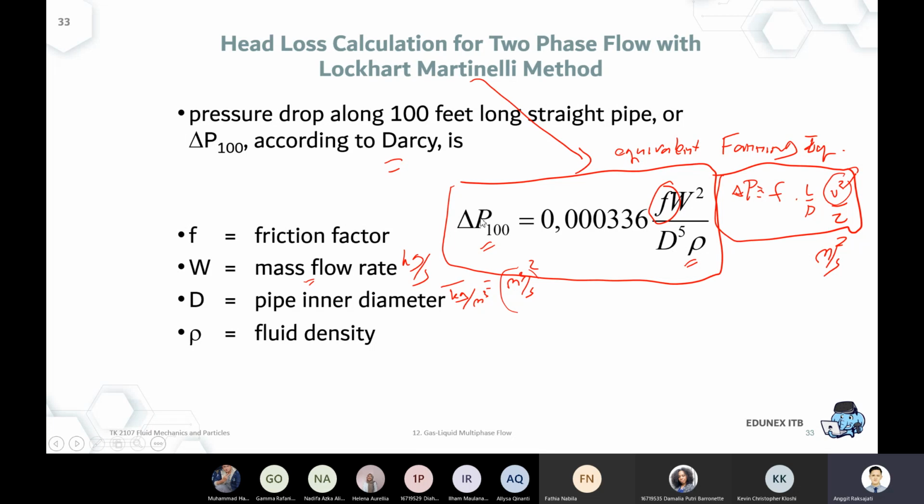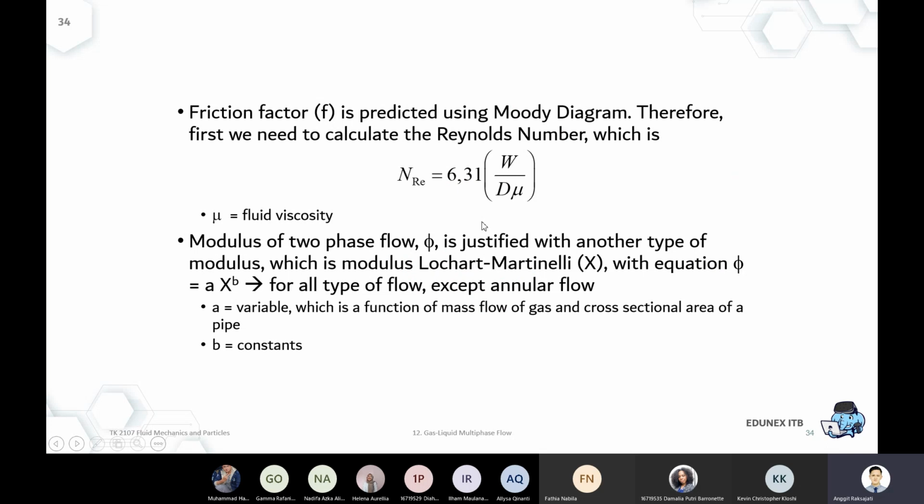That's not the new part in this slide. The new part in this slide is how to calculate the modulus. That's what's really important. So the modulus of two-phase flow, phi, is just a phi with another type of modulus. We calculate some kind of modulus from another modulus. The modulus of two-phase flow phi is calculated based on the Lockhart-Martinelli modulus X. So the general correlation will be phi is equal to A X^B. Okay, so why?